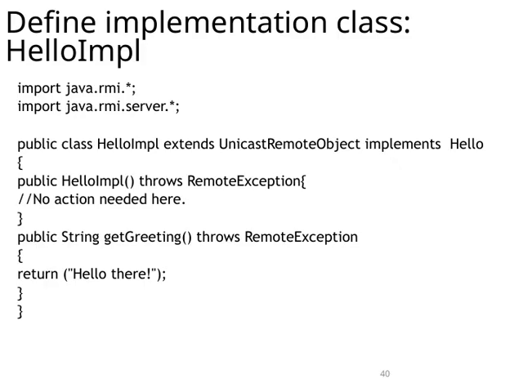All right, on this slide, we're defining our implementation class, which is called HelloImpl. Now, this class extends UnicastRemoteObject, which is crucial because it allows our object to be exported as a remote object, making it accessible over the network. It also implements the Hello interface, meaning it provides the actual code for the methods we've defined in that interface.